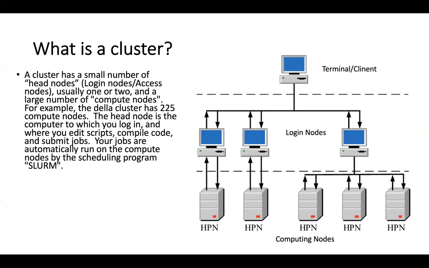It shows that the login nodes, access nodes, or sometimes called head nodes, are usually just one or two, a small number of access nodes, but we usually have a large number of computing nodes to do the computationally intensive jobs. For example, for our fast cluster, we have thousands of nodes and about 10 or 20 login nodes, and that's how the cluster is organized.